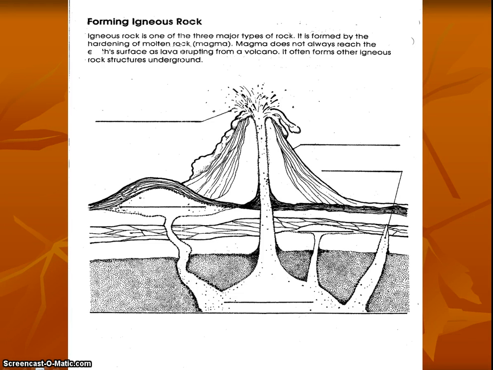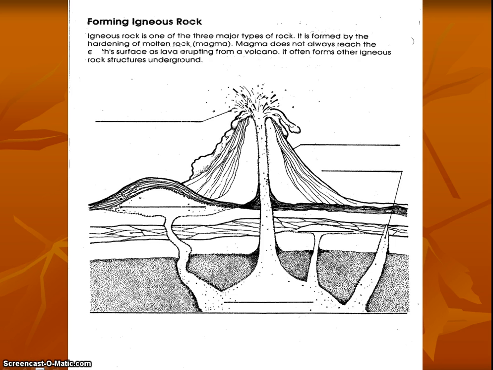We are going to work on the back side of our fossil notes from class today, forming igneous rock. If you'll read along with me at the top, it says igneous rock is one of the three major types of rocks. It is formed by the hardening of molten rock, magma. Magma does not always reach the Earth's surface as lava erupts from a volcano. It often forms other igneous rock structures underground. And so we're going to use this page here to identify some of those igneous rock intrusions.